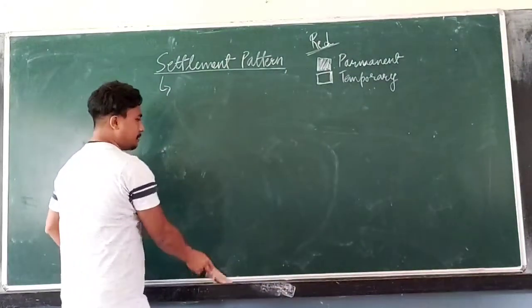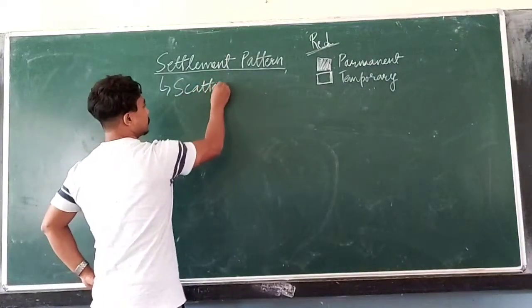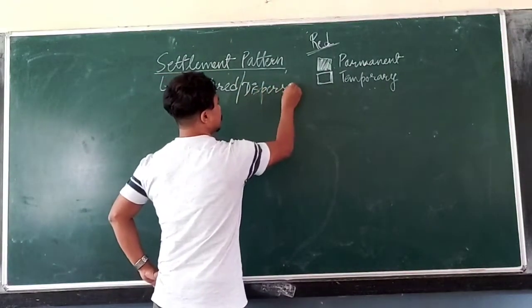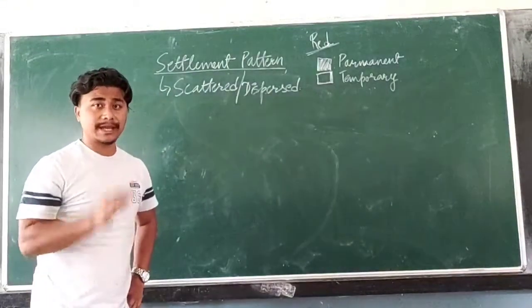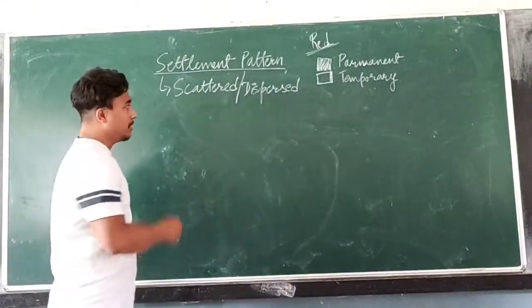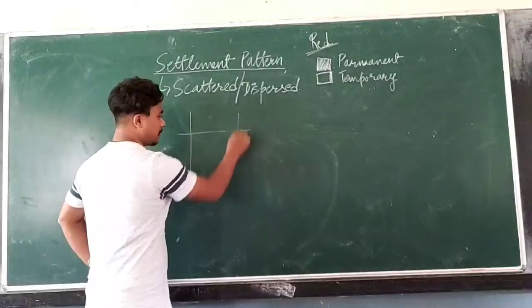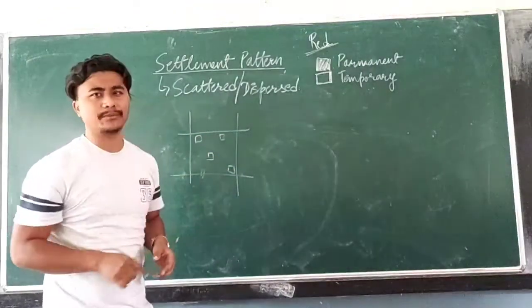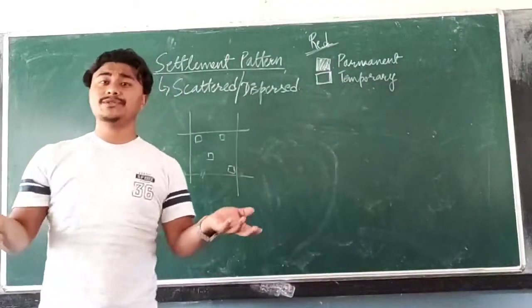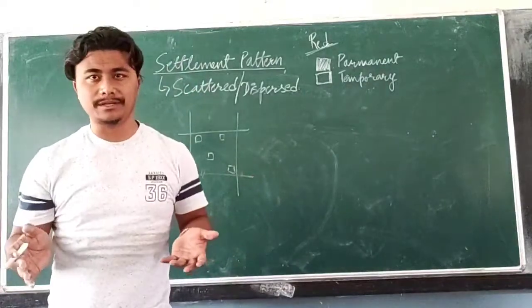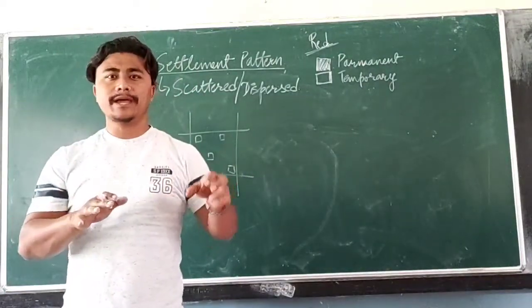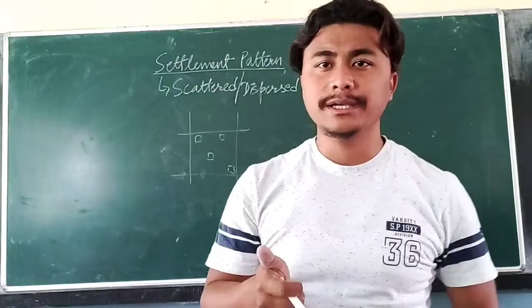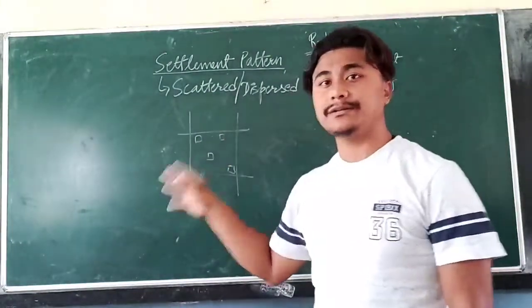Third one is very simple again. Scattered, or it is also known as dispersed settlement pattern. As the name suggests, scattered means in the grid, if you see, houses or the compound houses will be situated very far away from each other, not close to each other, and sometimes even the cart track or the footpath will not be present. Simply the houses are located very far away from each other. Those kinds of pattern are known as dispersed or scattered settlement pattern.